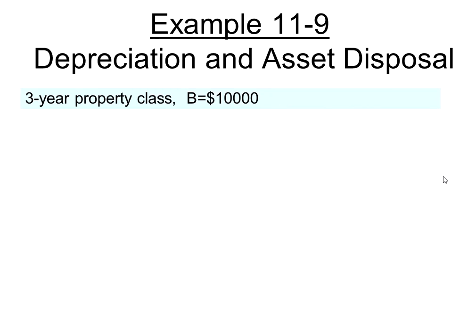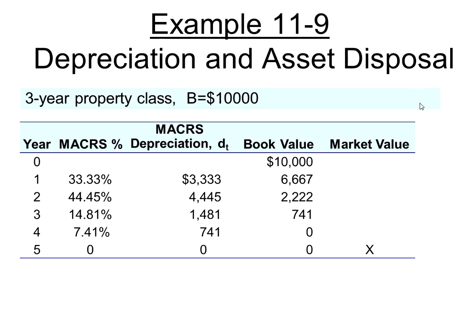We have a 3-year property class with the basis being $10,000. Because it's a 3-year property class, we go to table 11.3, and from there we find these rates. This is just taken from table 11.3. Notice it includes 4 years because the first year is a half year and the second year is a half year. So we have 2 years here, a half year here, and a half year here, altogether 3 years.